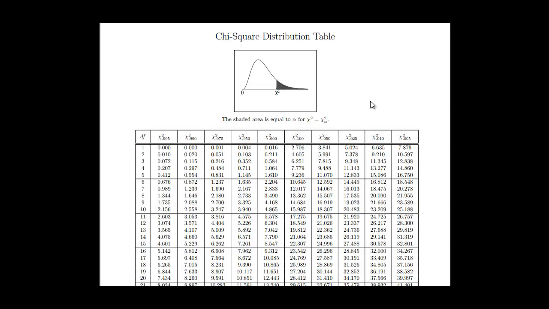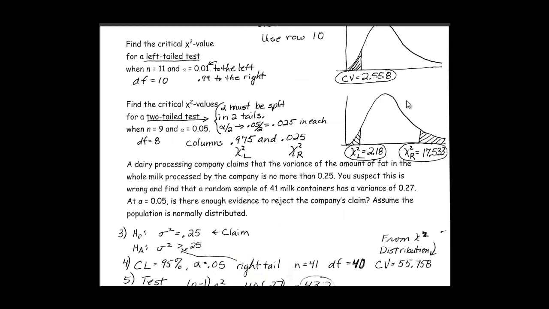Okay, so now that we've had a review with that, let's practice finding some different values. In this first problem, we're not doing hypothesis testing. We're just practicing finding critical values. Find the critical chi-squared value for a left-tailed test when n is equal to 11 and alpha is equal to 0.01.